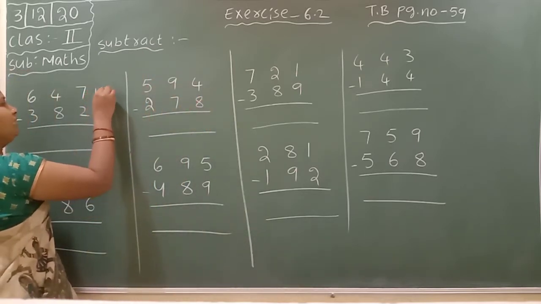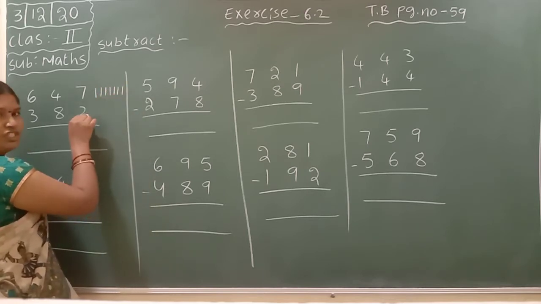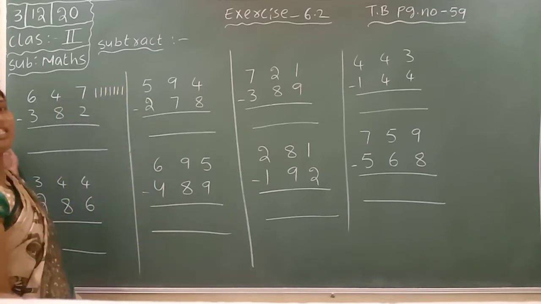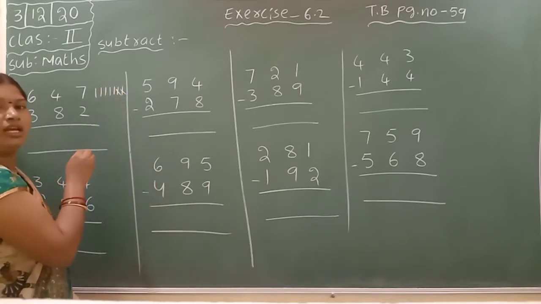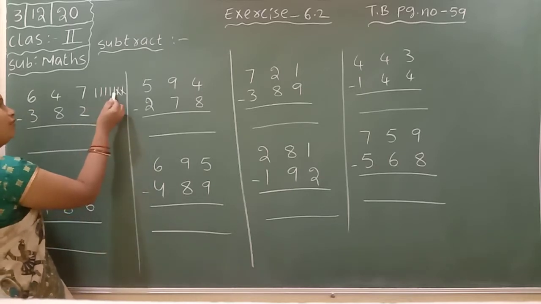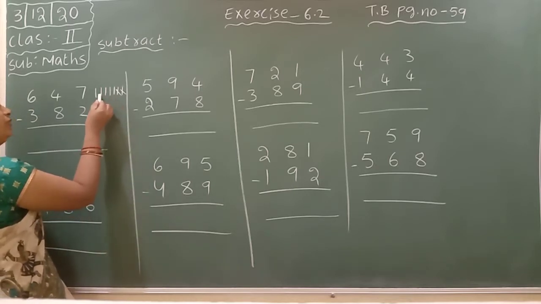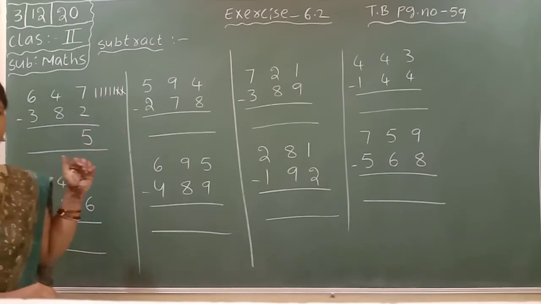1, 2, 3, 4, 5, 6, 7. And down, which number did they give? That many lines we are cutting. 1, 2. How many are remaining? Count that number and write it in the ones place again. 1, 2, 3, 4, 5. Like this we are doing.